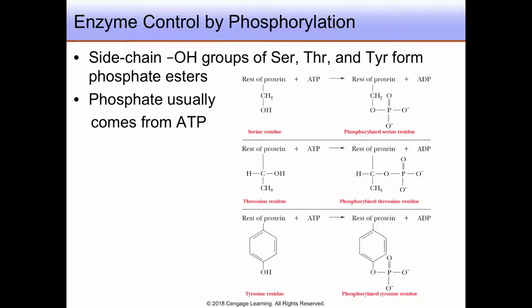The donor of the group is typically the nucleotide ATP, and the bond forms by attack on the phosphorus atom by the nucleophile within the side chain. Most commonly, this occurs with the oxygen atom in the hydroxyl groups of serine, threonine, or tyrosine.